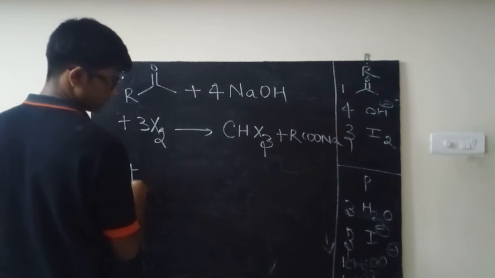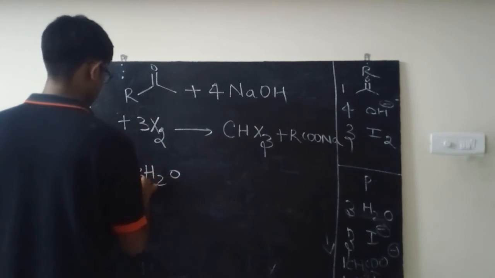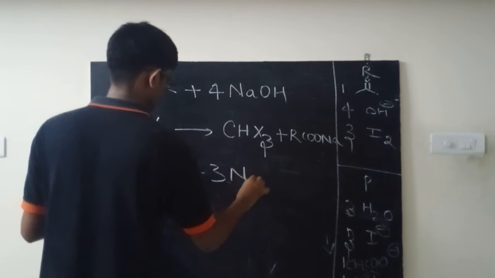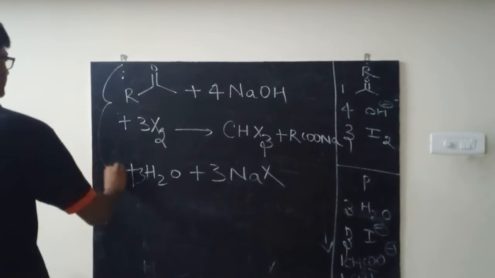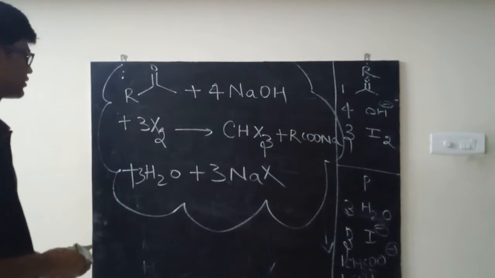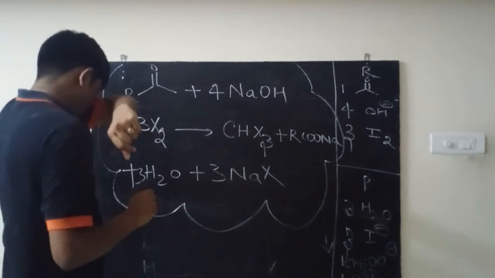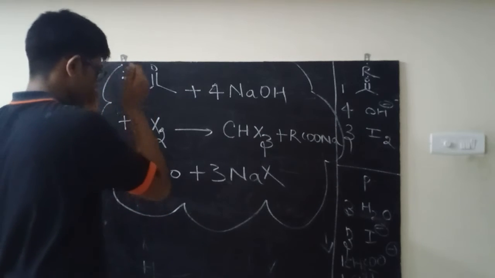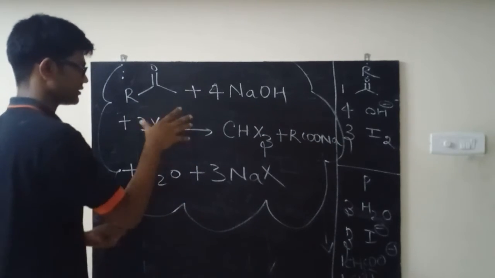RCOONa plus 3H2O plus 3NaX. So this is the haloform reaction for any halogen. The problem now is your book tries to overcomplicate it. What your book thinks is that they don't want to explain this part, so they explain this in like 5 different reactions separately.